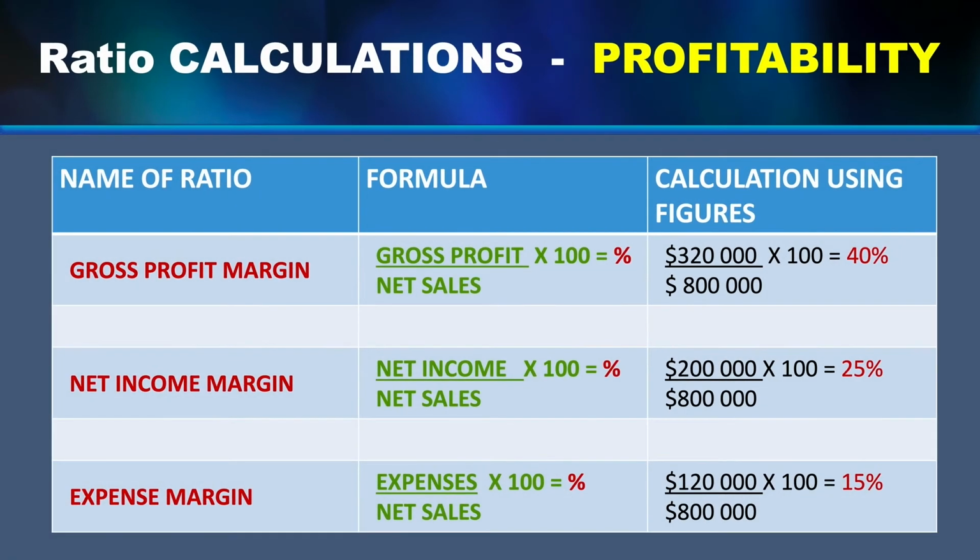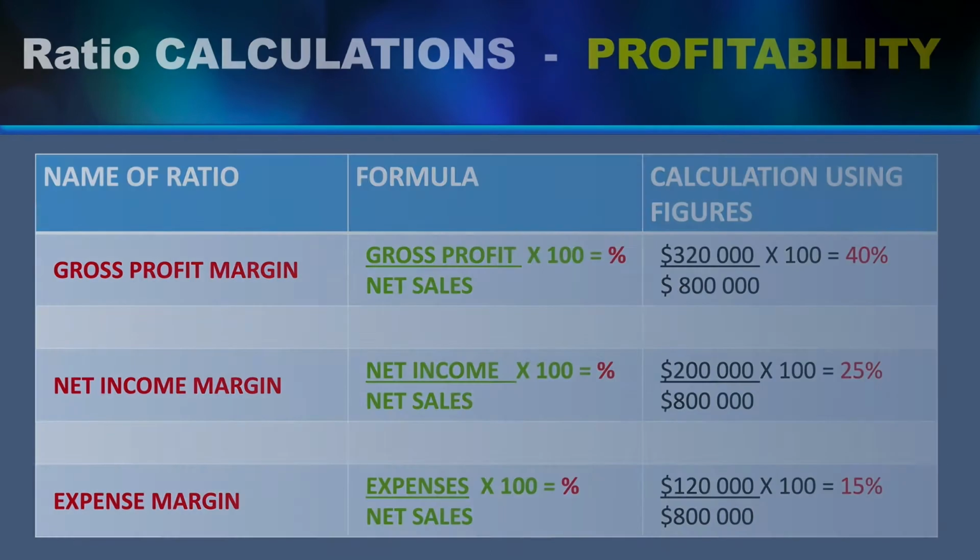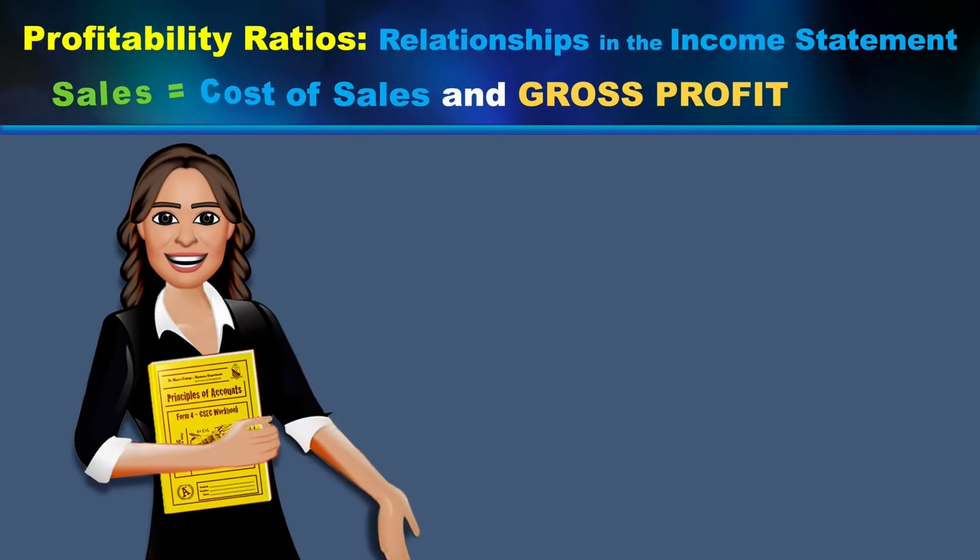So there was our working, all summarized. Gross profit margin gave you 40%, net income margin gave you 25%, and expense margin got 15%. So we are going to look at some relationships in the income statement where sales is equal to cost of sales and gross profit.